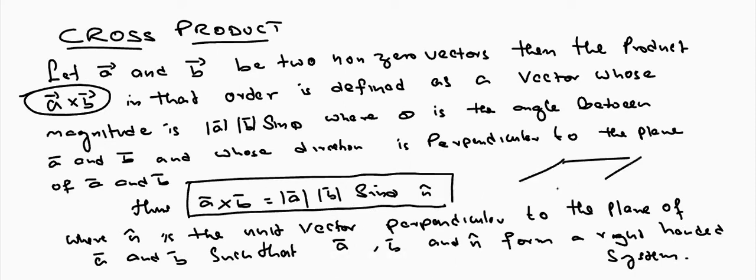If A vector and B vector are two vectors in a plane, then A cross B is a vector perpendicular to the plane containing A vector and B vector. Okay, now let us discuss some properties of cross product.